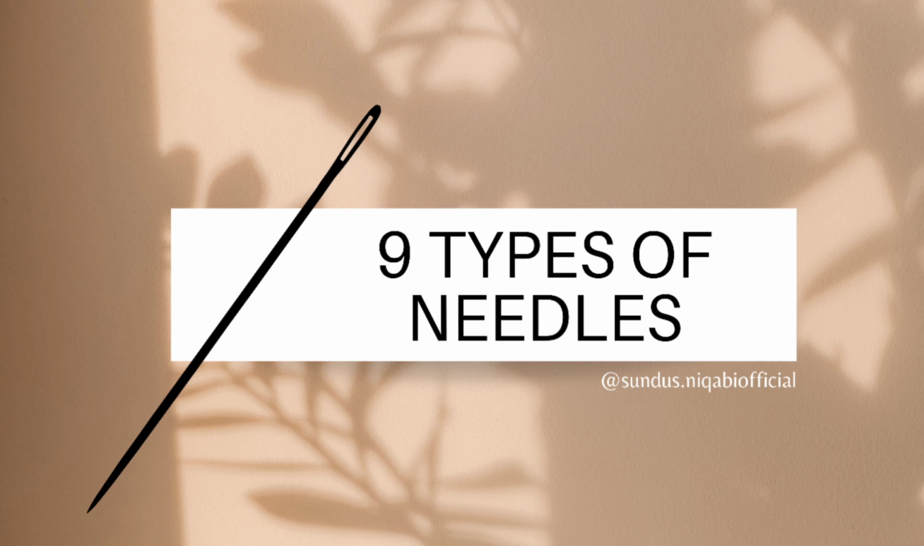The last and third part of the needle is this end point. The end point can be sharp or blunt. Now we know these 3 parts of the needle. Let's learn the 9 different types of needles and their uses.